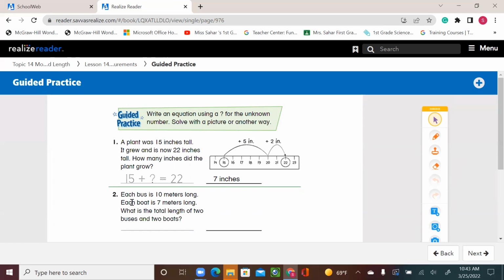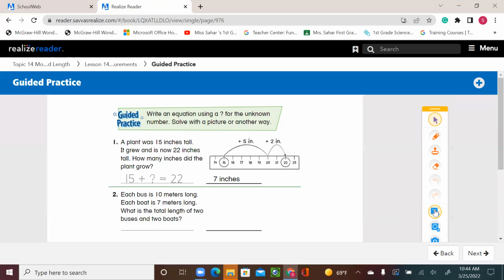All right, let's go for number 2. Each bus is 10 meters long. Each boat is 7 meters long. What is the total length of 2 buses and 2 boats? So this is a different equation. I have one bus. I know the length of the bus is 10 meters, and I have a boat. I know that the length of the boat is 7 meters. So now I need to figure out the length for 2 buses, which is 10 plus 10, and 2 boats, 7 plus 7.